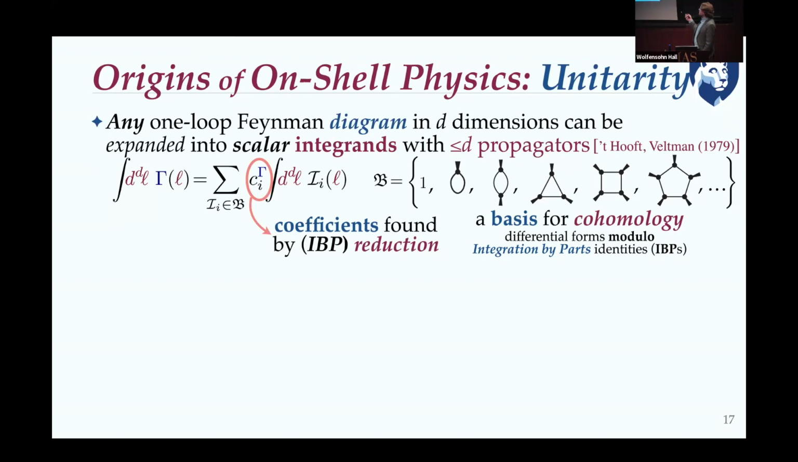It works because this is a basis for cohomology, right? The integrand is a rational function on the space of loop momenta. It's an element of cohomology. And so if you write down all differential forms, a basis for differential forms, modulo integration by parts, you can construct these coefficients by what they call projection or reduction, modulo IBPs.